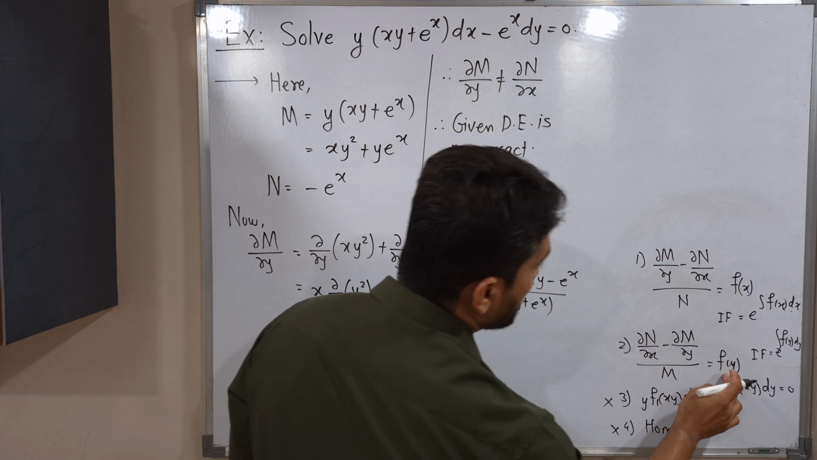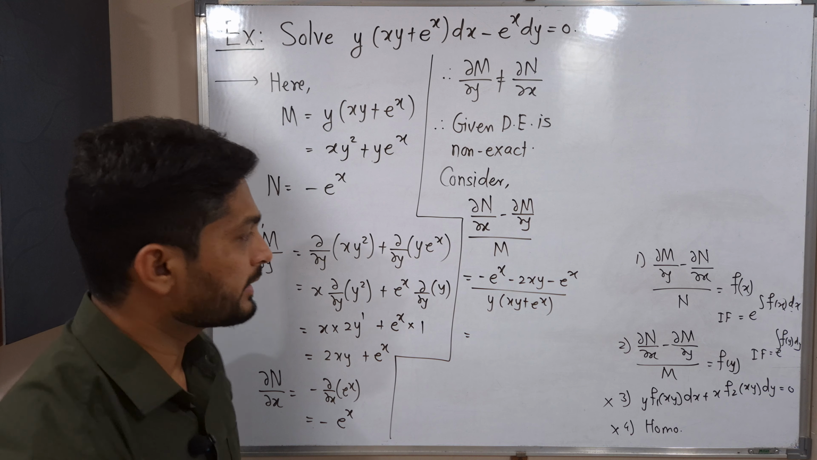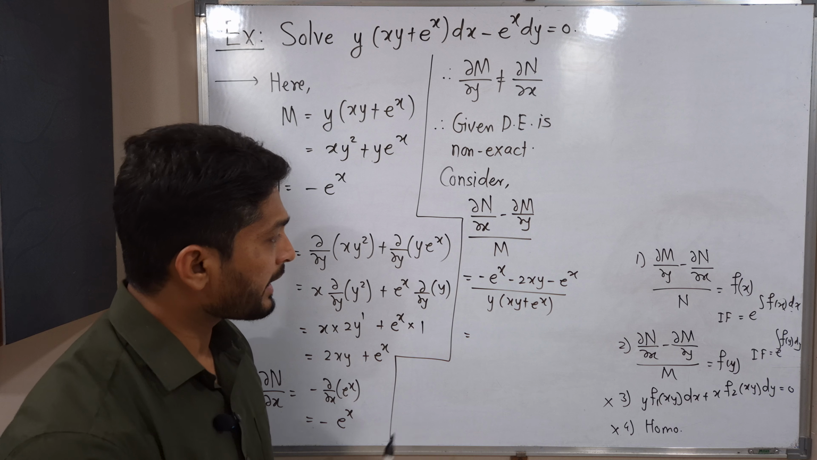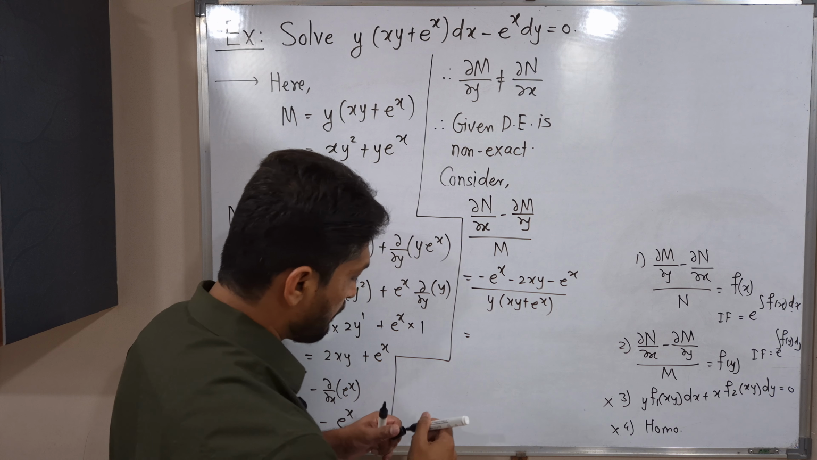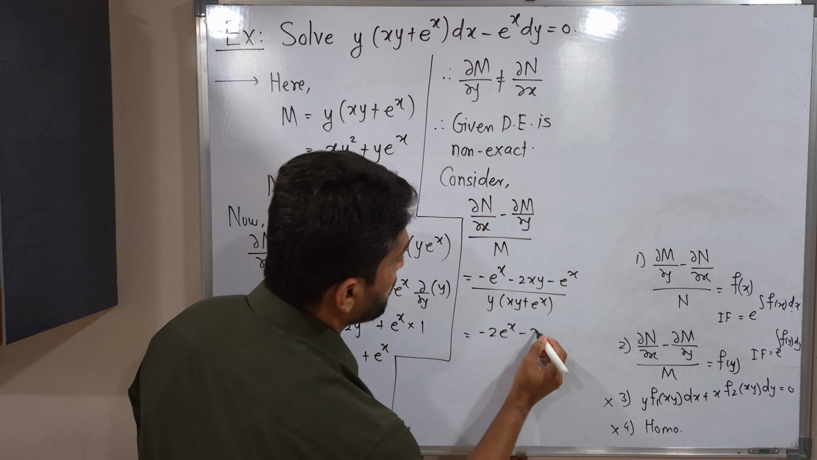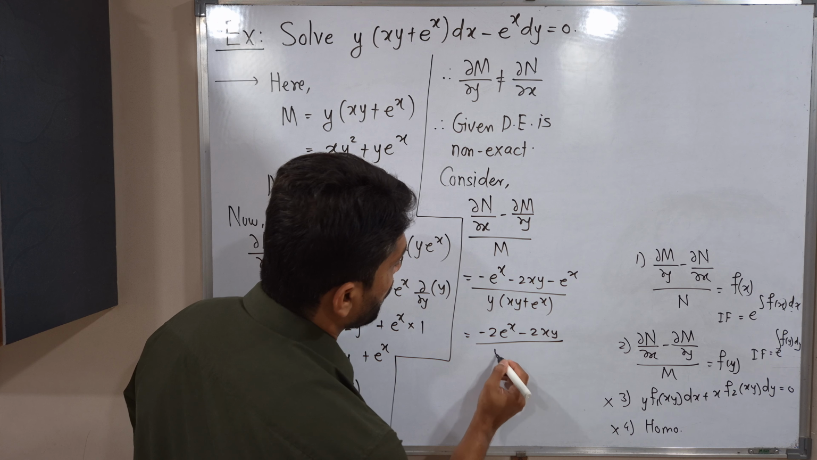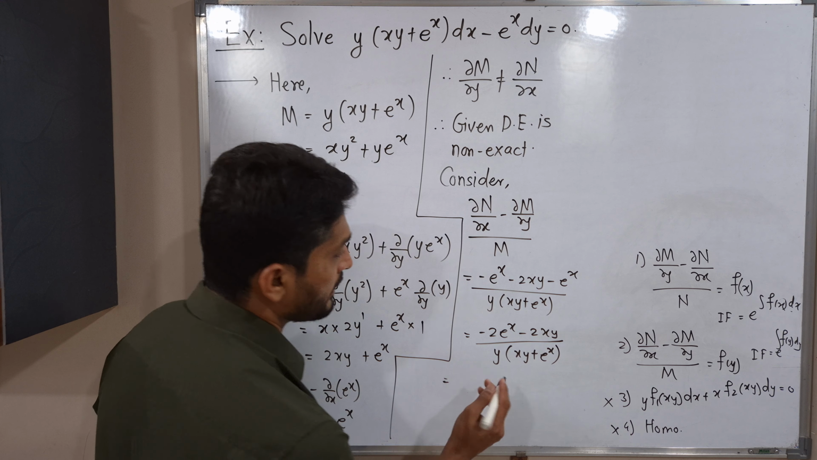So actually we expect just a function of y only, but see, many terms are there. So let us try to simplify. Let us see, can we add, can we subtract, can we cancel anything? Minus e raised to x minus e raised to x, you will get minus 2 e raised to x minus 2xy, upon y(xy plus e raised to x). Still terms of x are there.